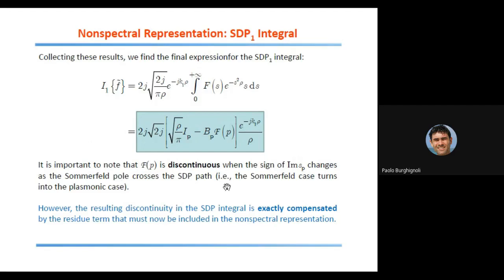So the Sommerfeld case now turns into the plasmonic case, and now the pole is captured. However, this is not a problem, because this discontinuity in the representation of the SDP1 integral is exactly compensated by the introduction of the residue contribution of the pole that is now captured. So in the end, the overall potential remains continuous, as it must.